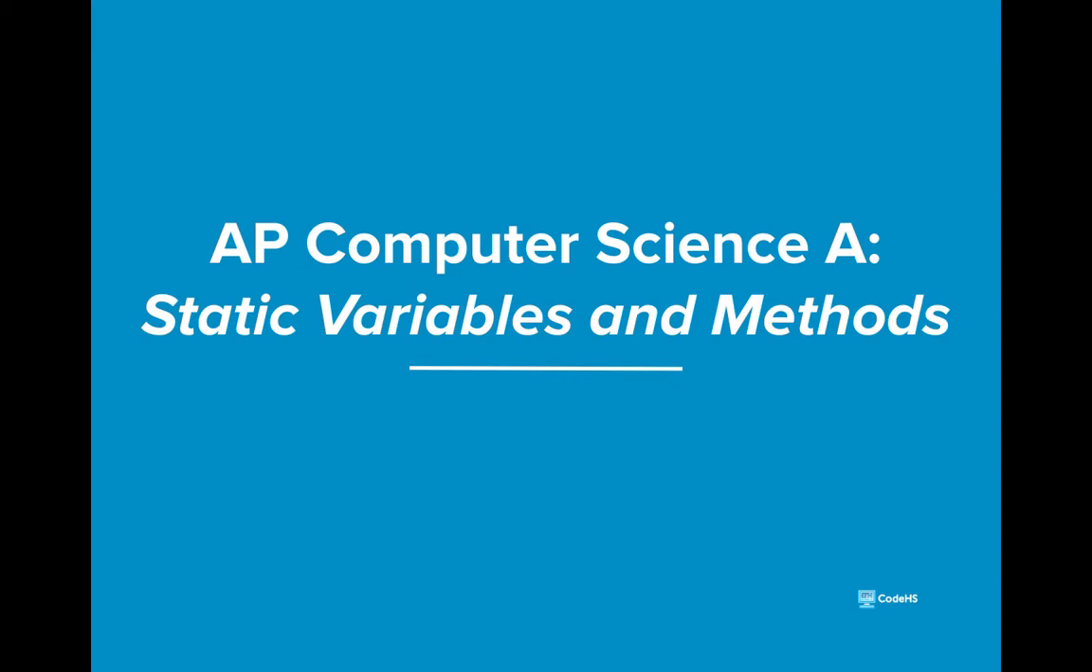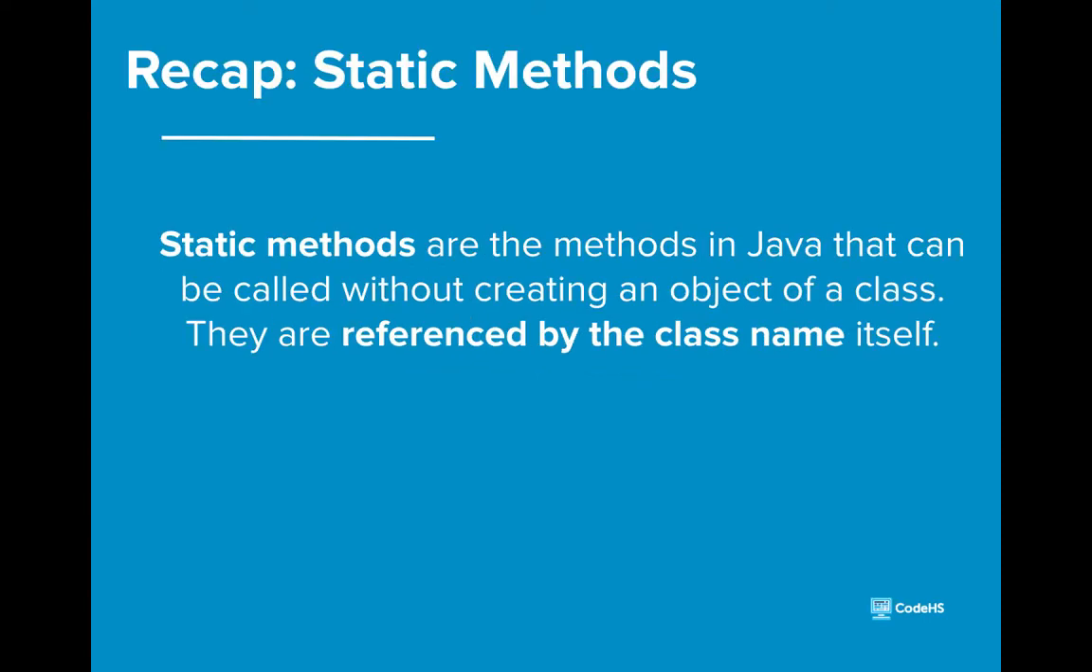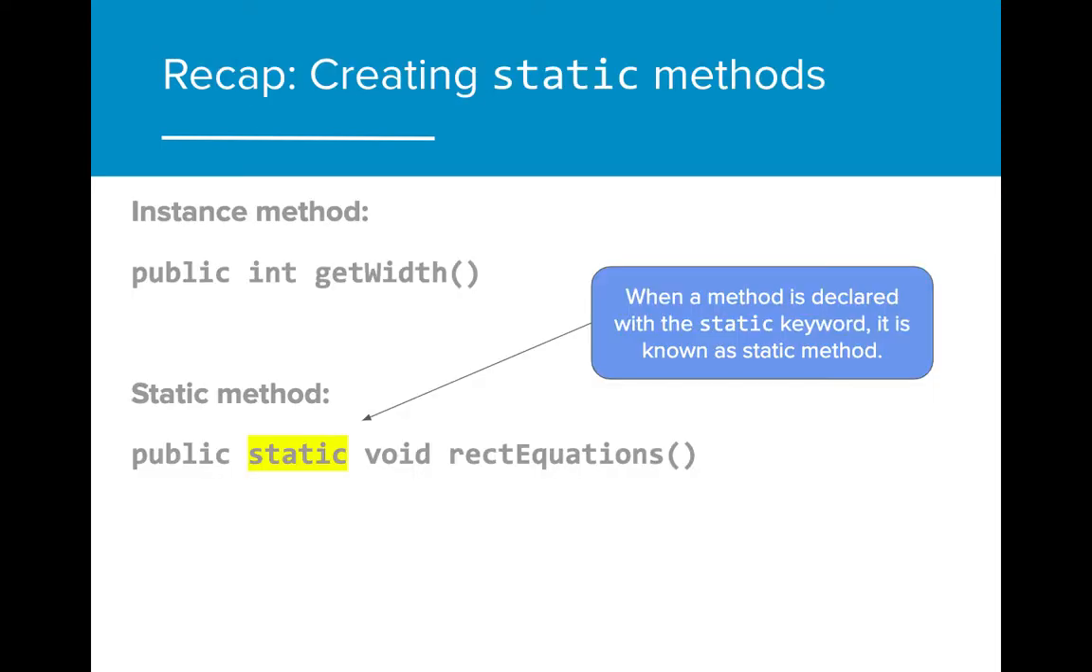Hi! In this lesson, we'll take a deeper look at static variables and methods. We previously learned that static methods are methods in Java that can be called without creating an object of a class. To create a static method, we simply need to include the keyword static in the method declaration. This indicates that the method can be used by the class name itself, and not necessarily through a class object.